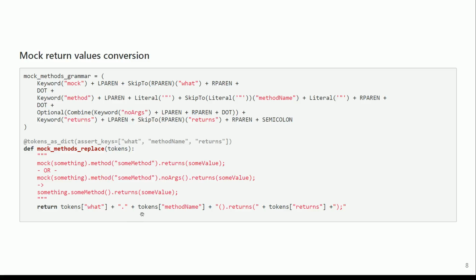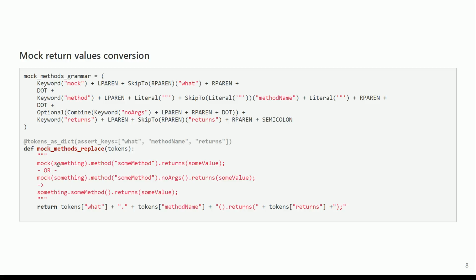Right. The next example is even more complicated. Usually the returns and the replaces are pretty simple, but the grammar is getting more complicated. Here we're also using optional parts. So the old syntax was using Mockito, and we want to convert it to Mockk.